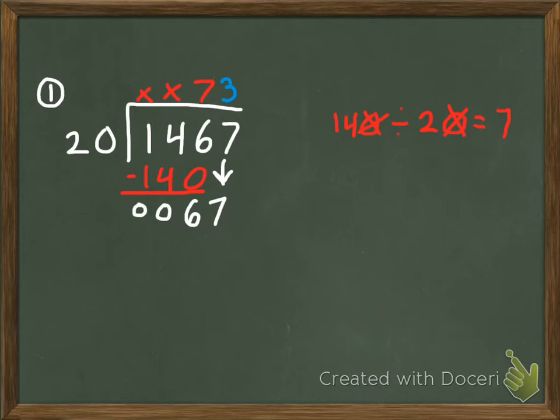So 2 times 3 is 6, and then I'm going to put the 0 behind it from the 20. 20 times 3 is 60. Subtract. 7 minus nothing is 7. And there's nothing else to bring down, so my final answer is 73, remainder 7.